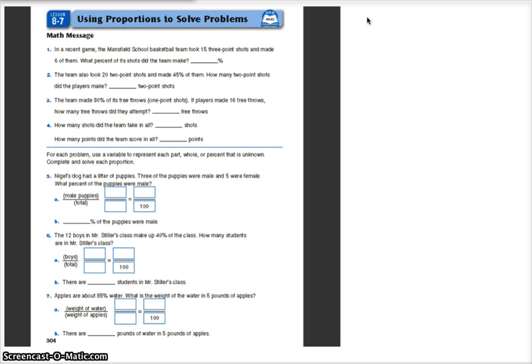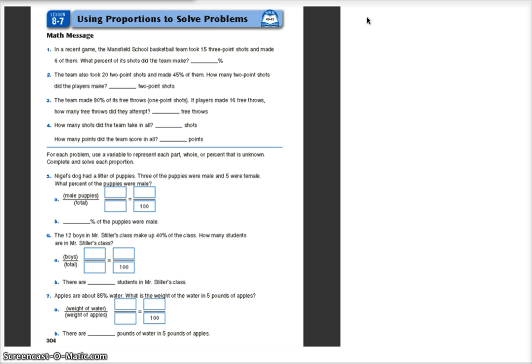Alright, so we're going to start with number 1. What we're going to be looking at is using proportions and ratios to help us understand and solve percents. So for these first word problems, we're actually just going to use a calculator, but I'm going to show you how to solve for a percent if you don't have a calculator.